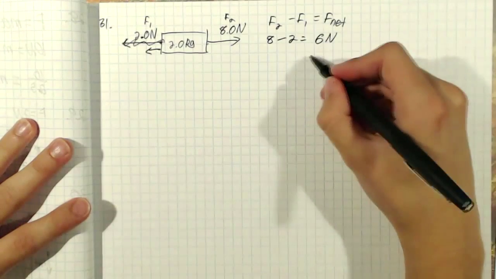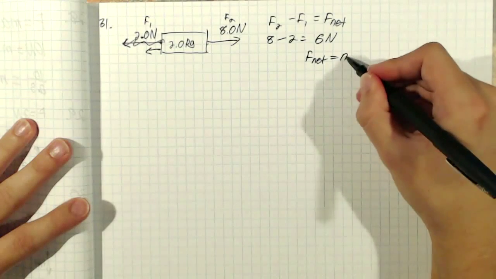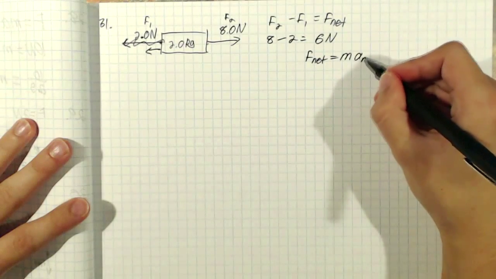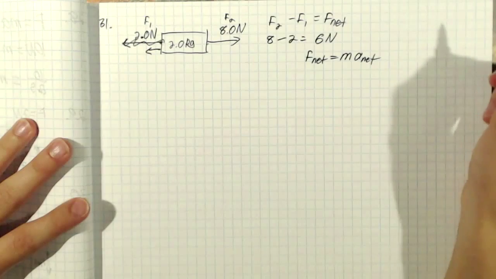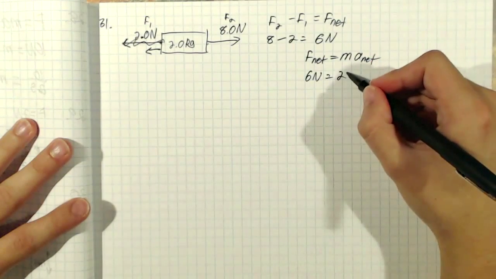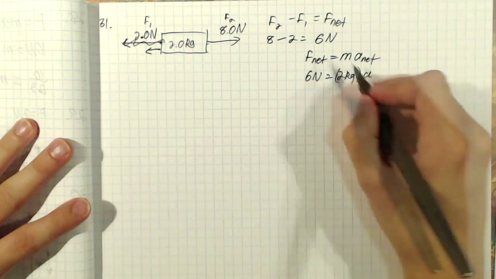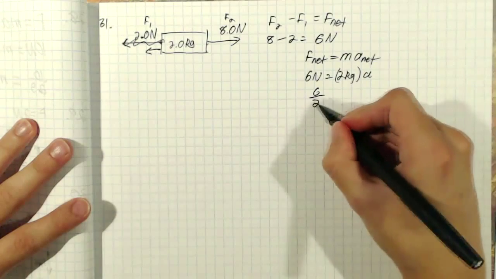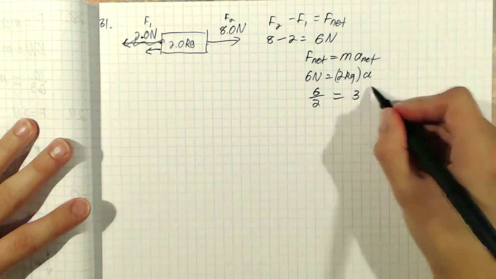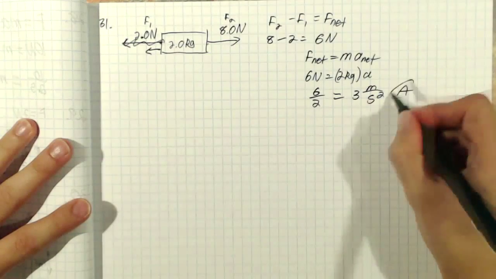And we know that the force net equals your mass times your acceleration. So your net force is 6 newtons, your mass is 2 kilograms, and your acceleration is unknown. So divide these over, and you get 6 over 2 equals 3 meters per second squared, which is A.